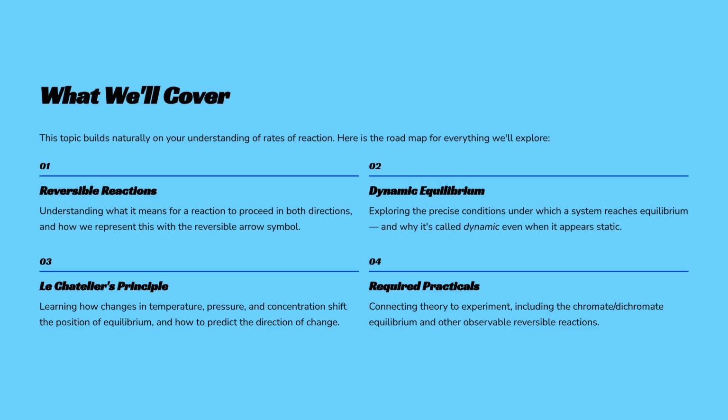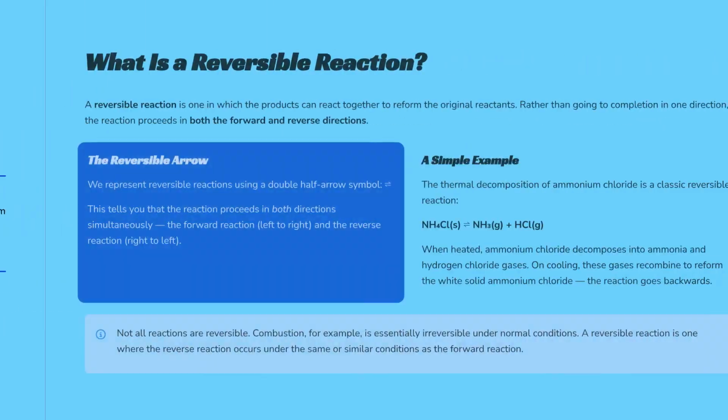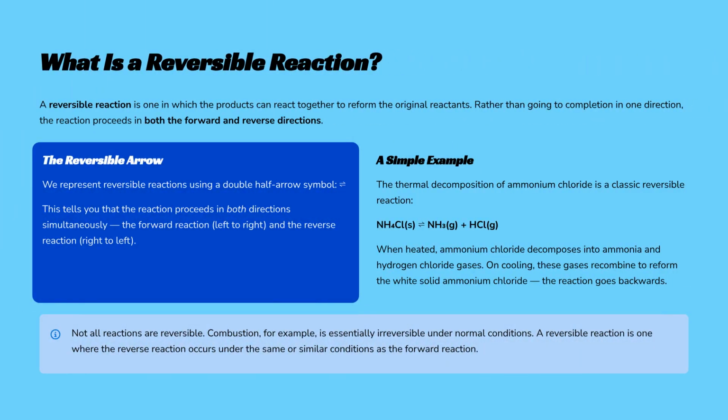This topic builds directly on your understanding of reaction rates. A reversible reaction allows products to reform the original reactants, proceeding in both the forward and reverse directions. We represent this using the double half-arrow symbol. For instance, heating solid ammonium chloride produces ammonia and hydrogen chloride gases. Cooling reverses the reaction, reforming the solid.